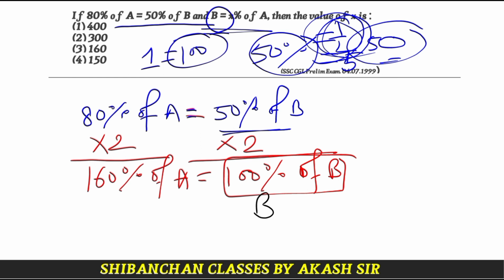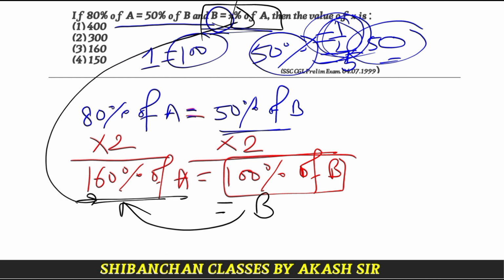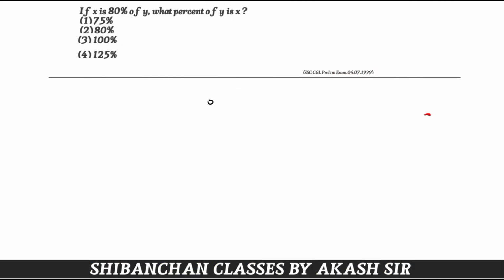Any number itself is 100%. That's why any letter itself is 100%. B is 100%. That means B equals what do we get? B equals 160% of A, and it has been asked in the question x%, so x replaces 160%. Our answer will be 160. Correct? Okay. Now next question.